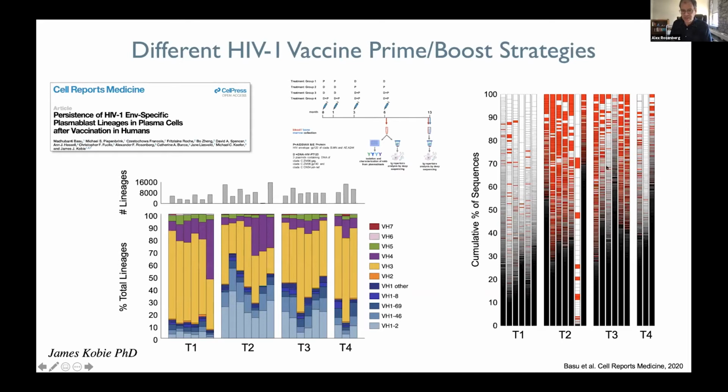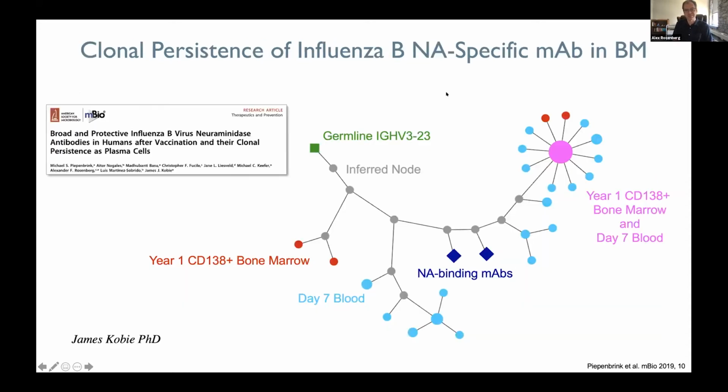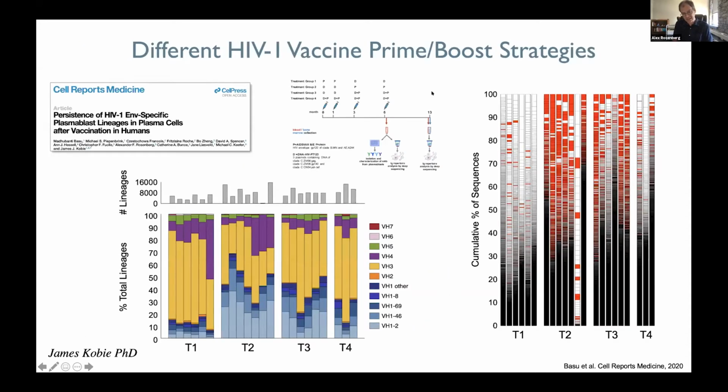And this is shown on the right also, that when we look at the lineages, each bar is an individual, and these are the different vaccine strategies. We clearly have an enrichment of the 1-2 lineages, especially for the 2 and 3 strategies. And like the previous flu study, we could look at monoclonal antibodies and see them in long-lived plasma cells several months later.